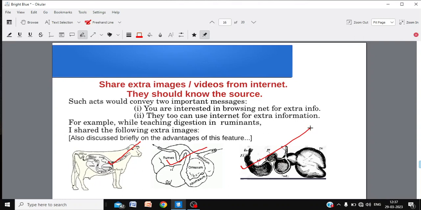The appreciation is going to make them realize the basic concept better. They're not going to be asked about the 4 chambers, the description or how they work. But the extra concept is always an advantage. When you come to a basic concept, a further, higher concept will help you to better realize the basic concept. So these are the images I shared when I was teaching ruminant digestion in class 6 or 7.